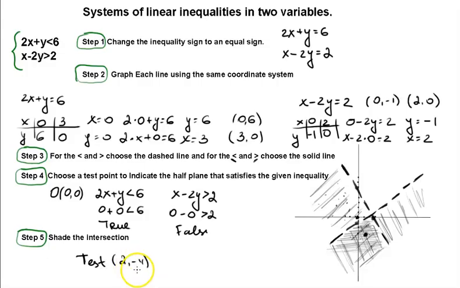2, -4, and I'll substitute into both inequalities and see if it works. First one: 2 times 2 minus 4 less than 6. So 4 minus 4 is 0, less than 6, true. And then the second one: 2 minus 2 times negative 4 has to be greater than 2. 2 times negative 4 is negative 8, so it will be 2 plus 8, which is 10. 10 greater than 2, it's true. System solved.